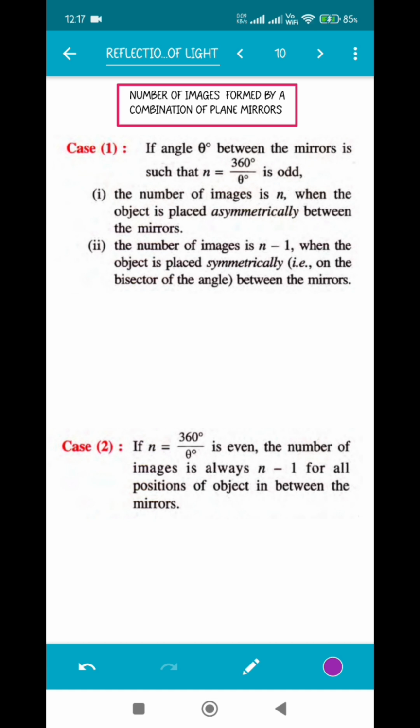If the value of n is odd, there are another two subcases. The number of images is n when the object is placed asymmetrically between the mirrors, and the number of images will be n minus 1 when the object is placed symmetrically.